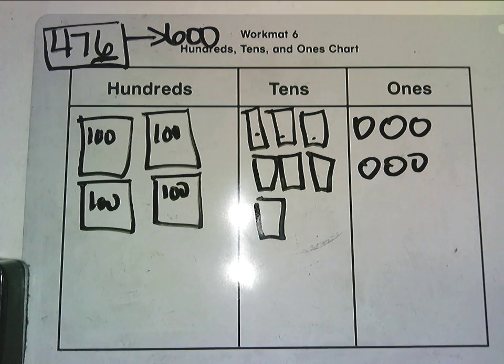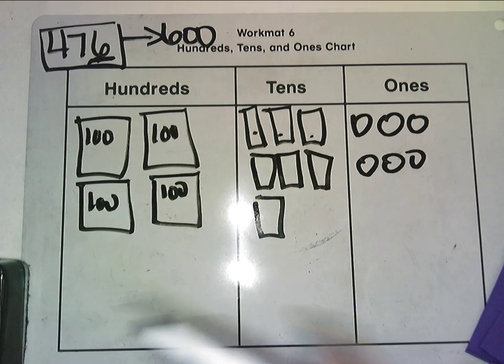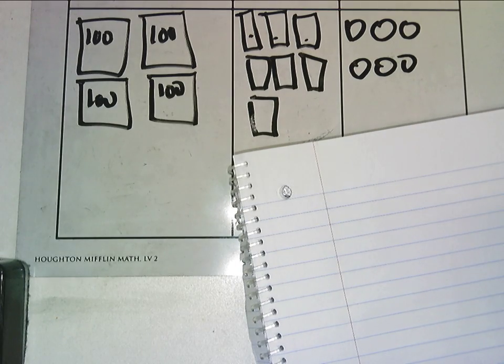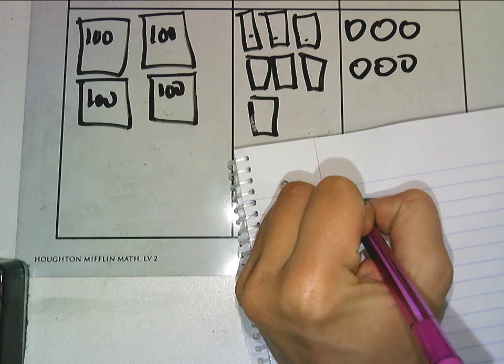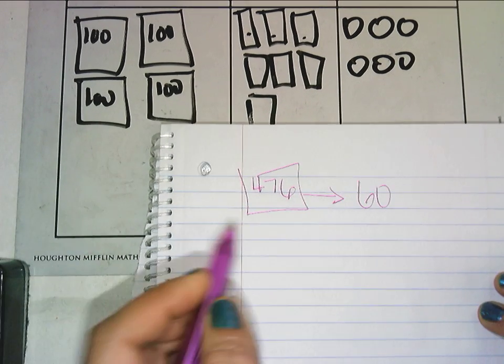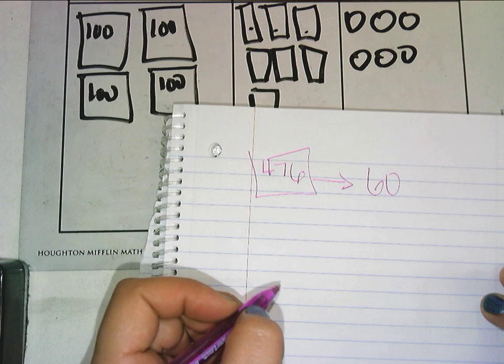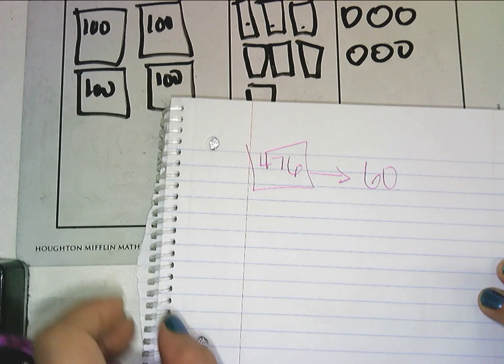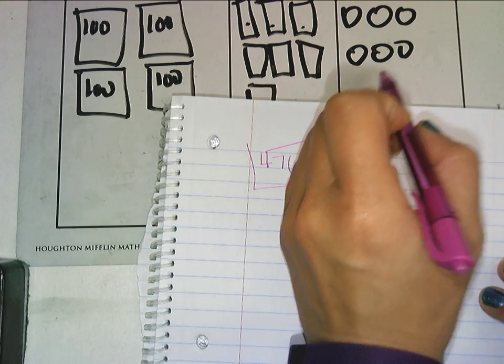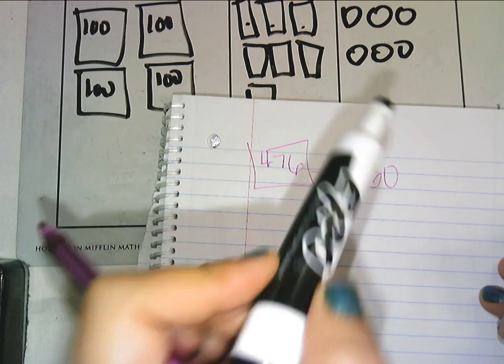Okay, so let me show you how I'm going to keep track on my piece of paper and my place value chart. Okay, so now if I am at 476, and I need to get to 600. So what's my next happy benchmark number? If you said 480, you are correct. So we're going to add ones in the ones place.